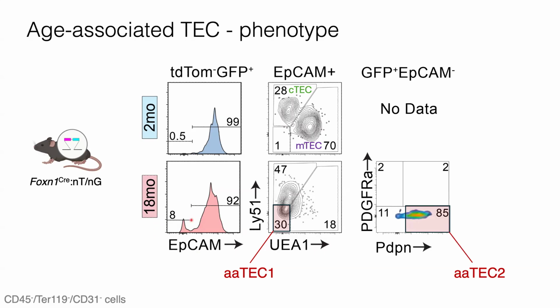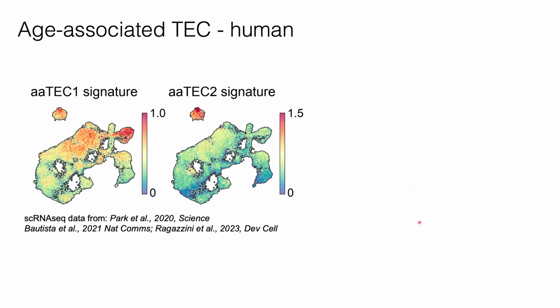But another feature that emerged was that there was an unusual GFP positive, EpCAM negative population. If we gate on those and look for AATEC2 markers, in this case I'm showing you podoplanin, we find that they have high expression of this. So that corresponds to that transcriptional signature of the AATEC2 population I introduced earlier: loss of this canonical TEC gene, EpCAM, and gain now of some mesenchymal traits like podoplanin. Okay, so now we've got some nice markers that will enable other investigators to look at AATECs.